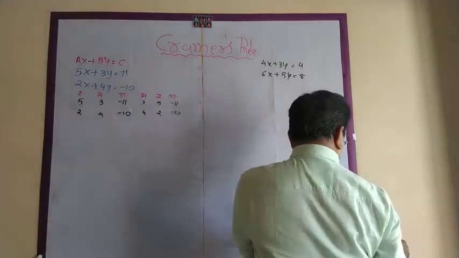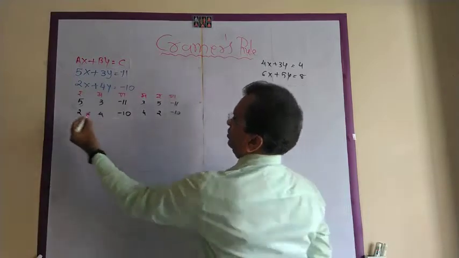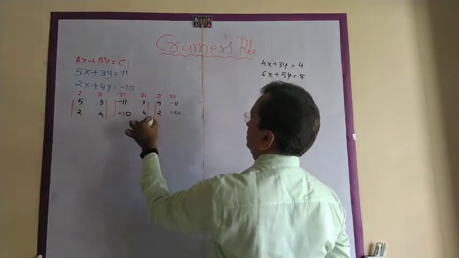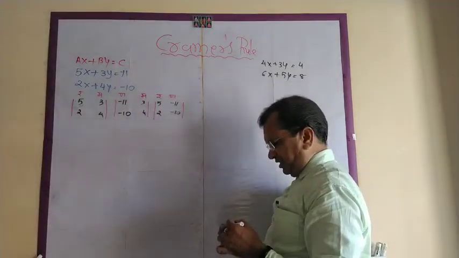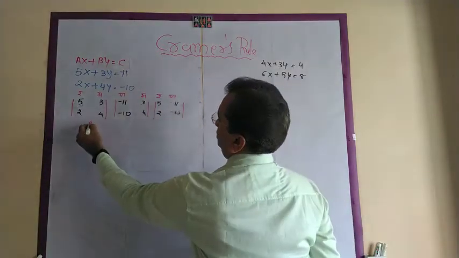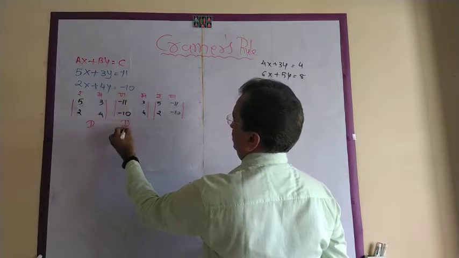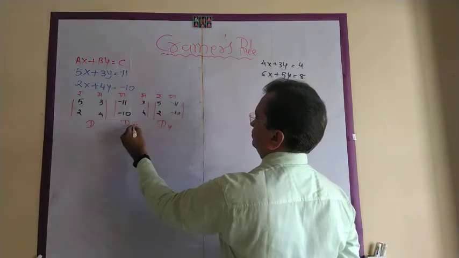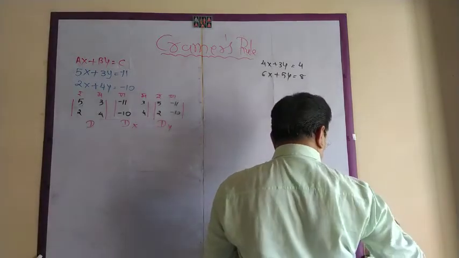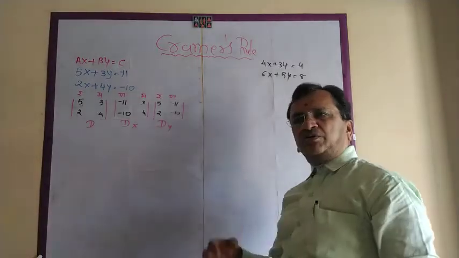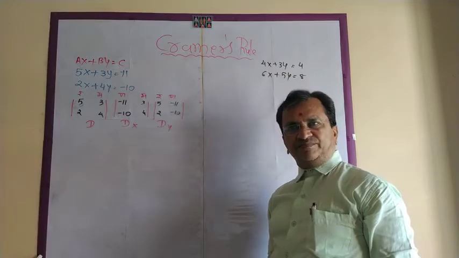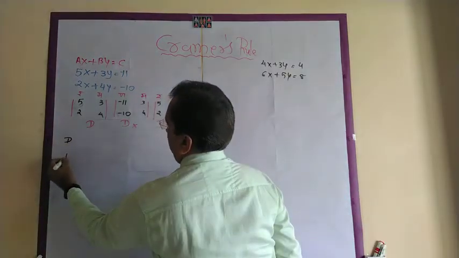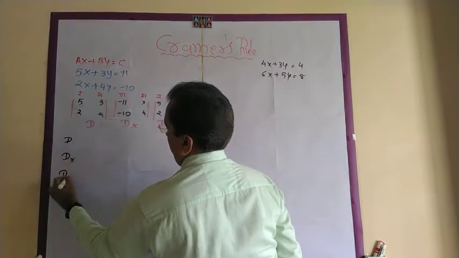Now divide this into determinants. This is the first determinant, this is the second determinant, this is the third determinant, and this is D, this is Dx, this is Dy. So how to solve a determinant? For example, D, Dx, Dy.